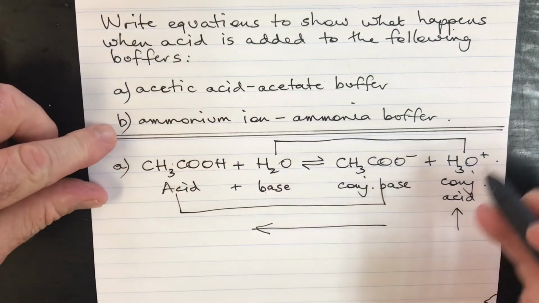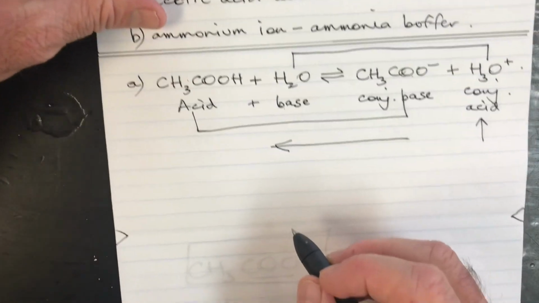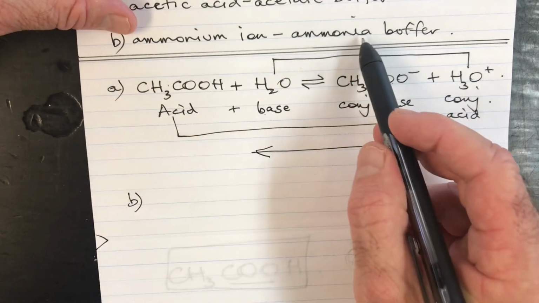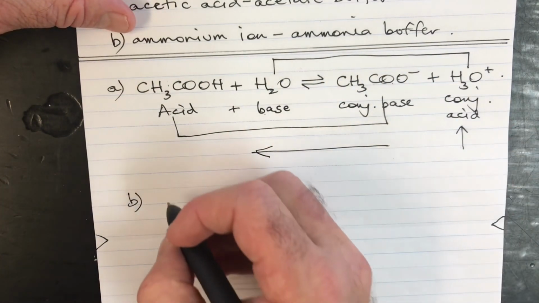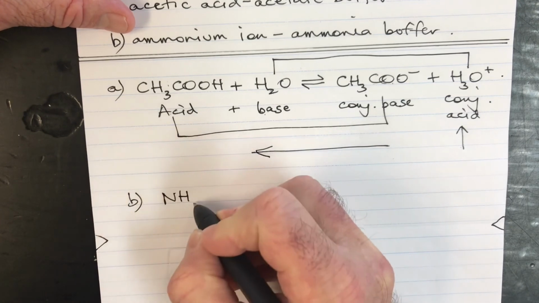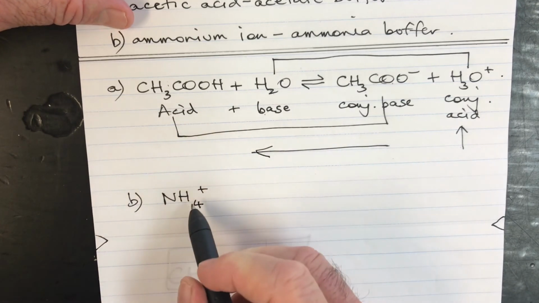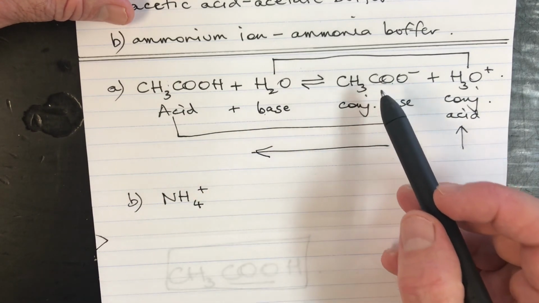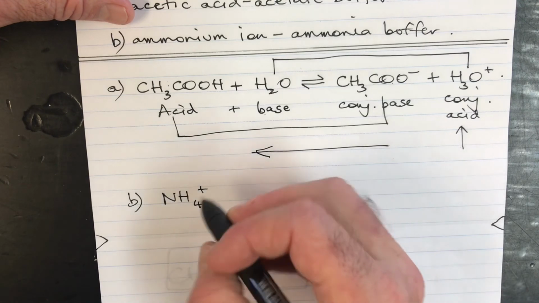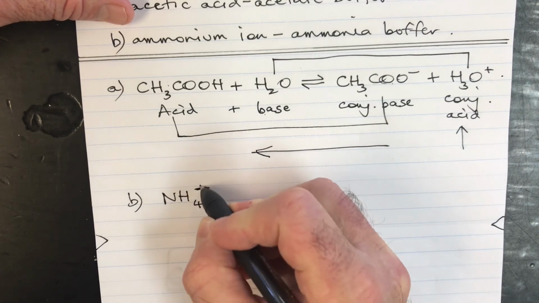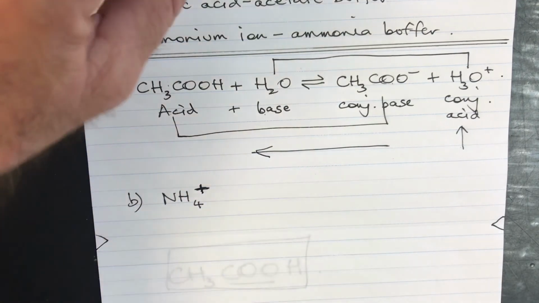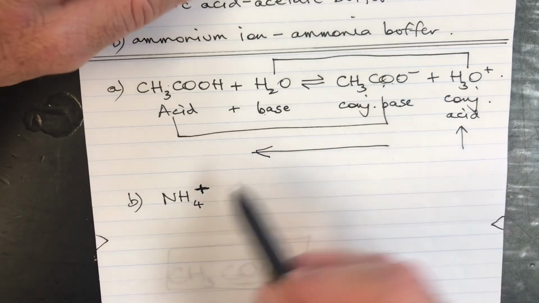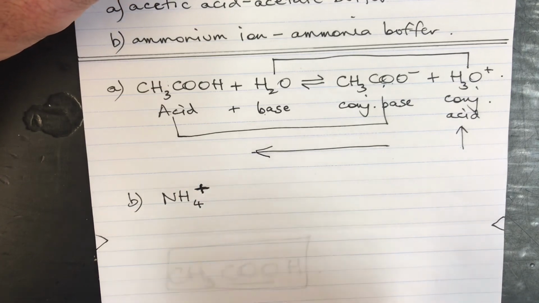Okay, so that's question A done quickly. Let's move on to part B, the ammonium ion and ammonia buffer. We looked at this before, but just quickly again. Remember, a lot of these polyatomic ion formulae are in your data book, so it takes the stress out of remembering them. But it's good to try to remember them. Remembering these molecules actually helps you to understand them better.